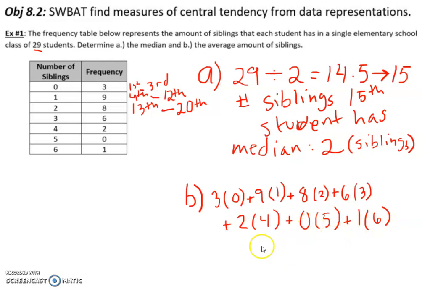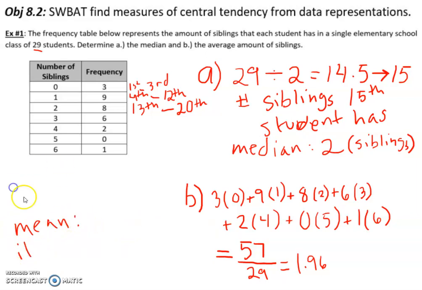The sum of all these products is 57. It's the same sum that we would have gotten if we just added each individual term. And we're still going to take our sum and divide it by the total number of students. So 57 divided by 29 is 1.96. And when we find the mean, it is okay to have a decimal.